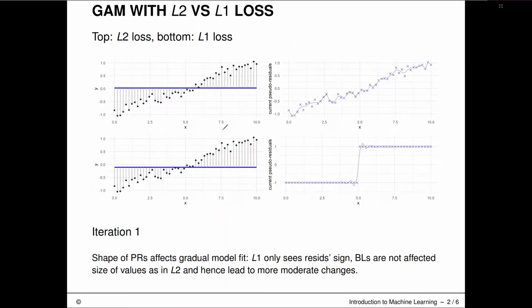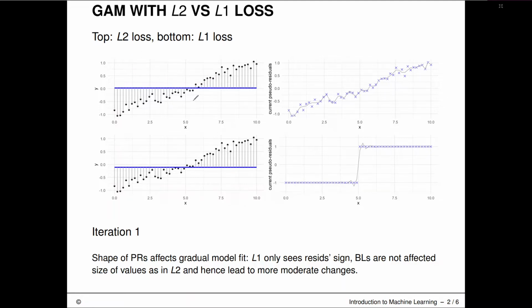So let's see what happens in iteration 1. On the left hand side I have visualized the current ensemble. Currently it only has one component, a very simple one, or we could even say it's empty and it just has an intercept. And this is here this optimal constant.